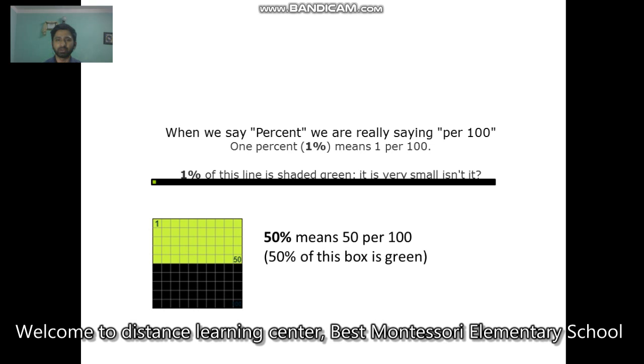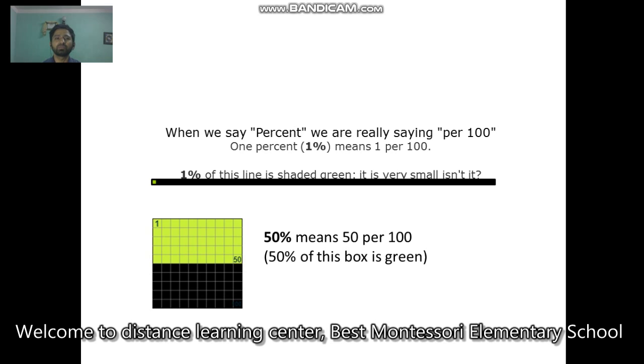Percentage from mathematics of year 9. Today I shall discuss a basic concept: what percentage means. Percentage is derived from a Latin word, percentum, which means 100. When we say percent, we are saying per 100. That means if we say 5%, it is 5 out of 100. It is 5 per 100.